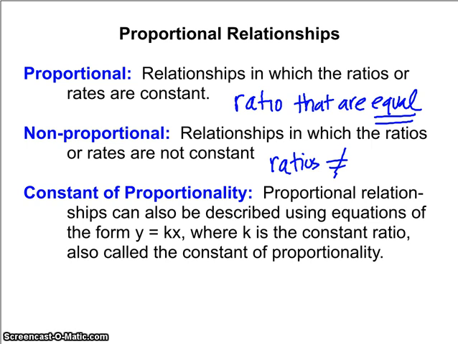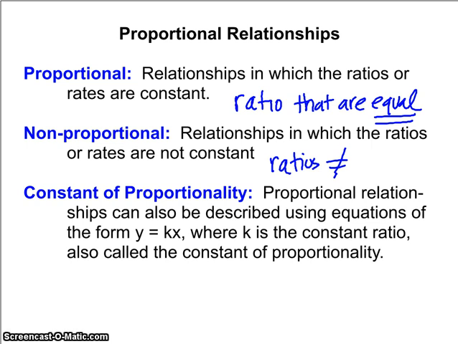And the last one, big term here, constant of proportionality. Now think about the word constant and what that means to you. Constant of proportionality states that proportional relationships can also be described using equations of the form y equals k times x, where k is the constant ratio, which is also called the constant of proportionality. Very confusing, a lot of big words here.